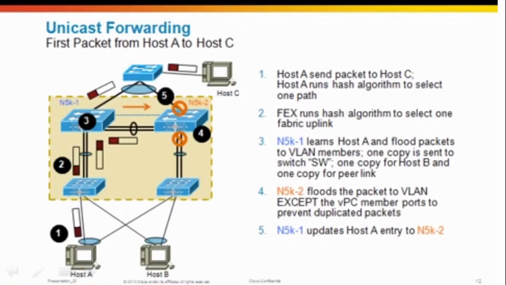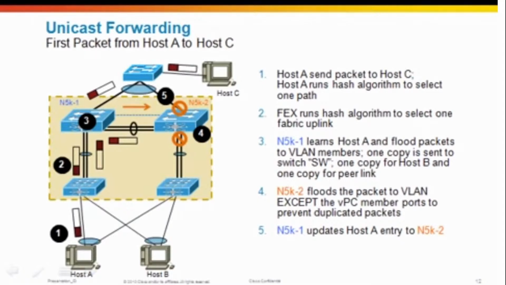One copy will be sent to the switch, which is upstream, and one copy will be sent to host B, and one copy for the peer link. So it will flood the packet. Now the 5K2, which is on the right, will flood the packet to the VLANs, to all the VLAN members except the VPC peer member port to prevent duplicated packets. So in here, it will not send the traffic up to the switch upstream or down to the FEX.